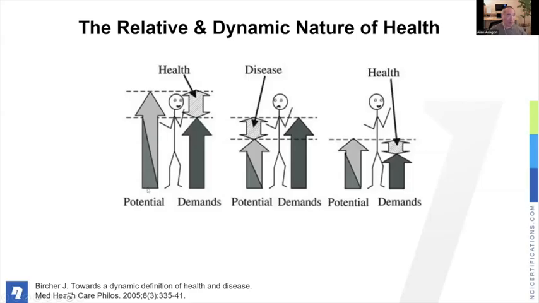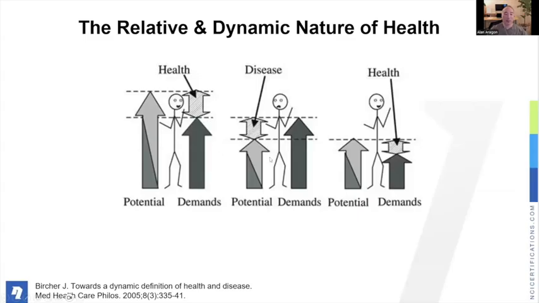Maybe this person is quite physically fit, quite socially fit, quite psychologically fit. And over here are the demands of life, the stressors, the disease vectors, if you will. Notice how his health potential outweighs the demands or stressors of his life. So therefore, he is in a net state of health.